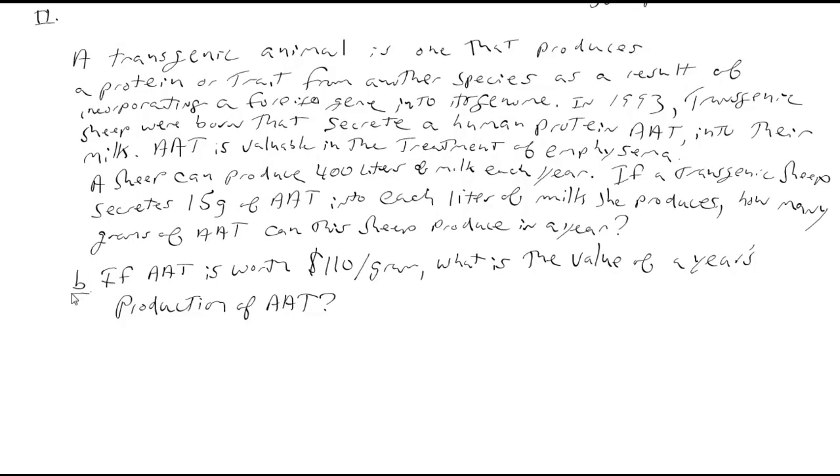The problem states, a transgenic animal is one that produces a protein or trait from another species as a result of incorporating a foreign gene into its genome. In 1993, transgenic sheep were born that secrete a human protein, AAT, into their milk. AAT is valuable in the treatment of emphysema. A sheep can produce 400 liters of milk each year. If a transgenic sheep secretes 15 grams of AAT in each liter of milk she produces, how many grams of AAT can this sheep produce in a year?